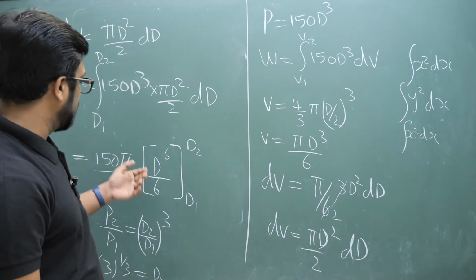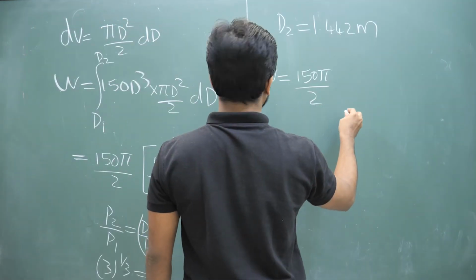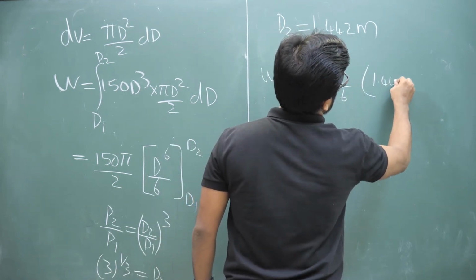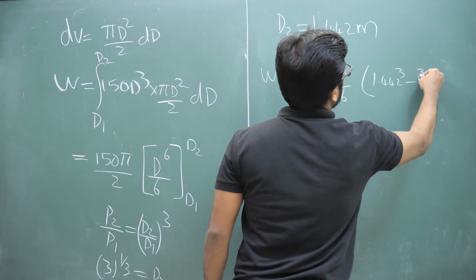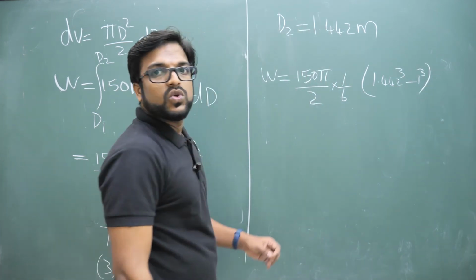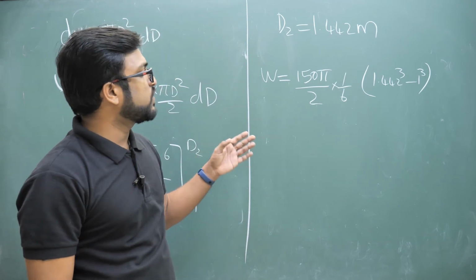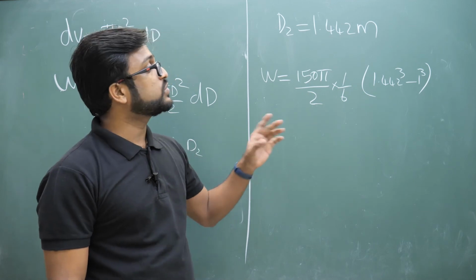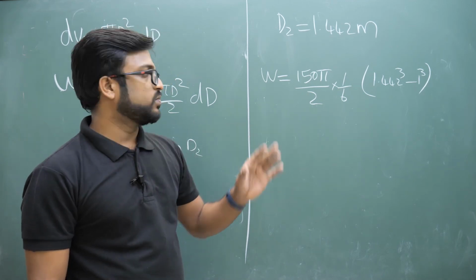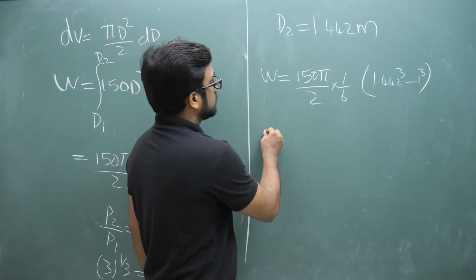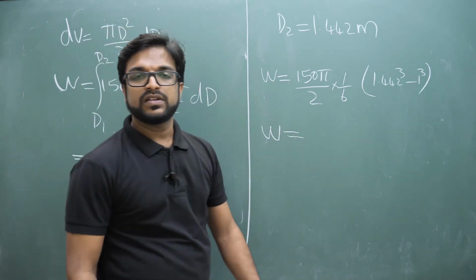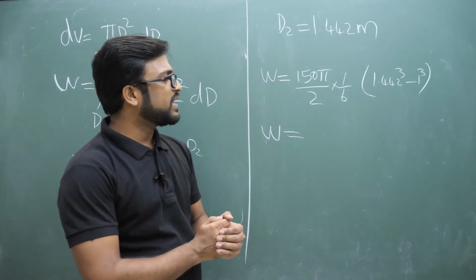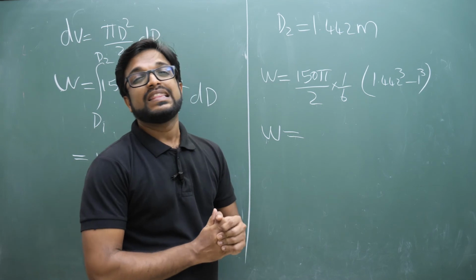I will substitute that value here. After substituting, I will get the equation as 150 pi by 2 into 1 by 6 into (1.442 raised to 6 minus 1). After solving this, you will get the work transfer. Can you tell me the answer? It should be something around 310 kilojoule or 313 kilojoule.